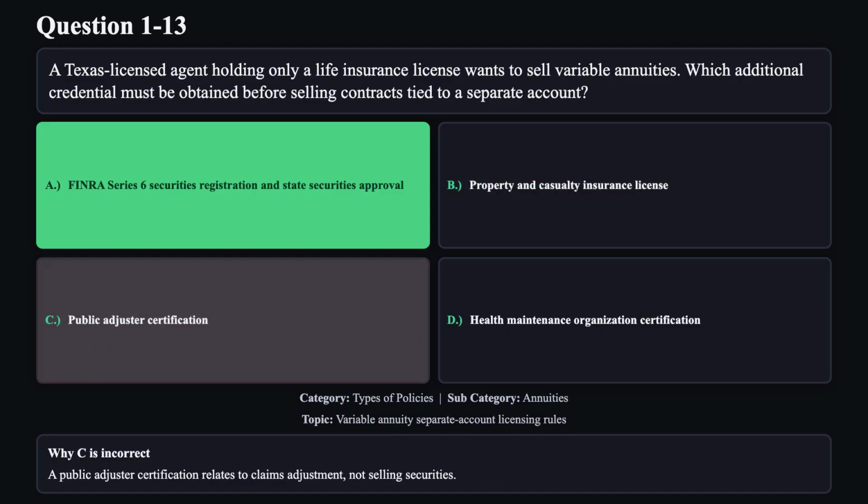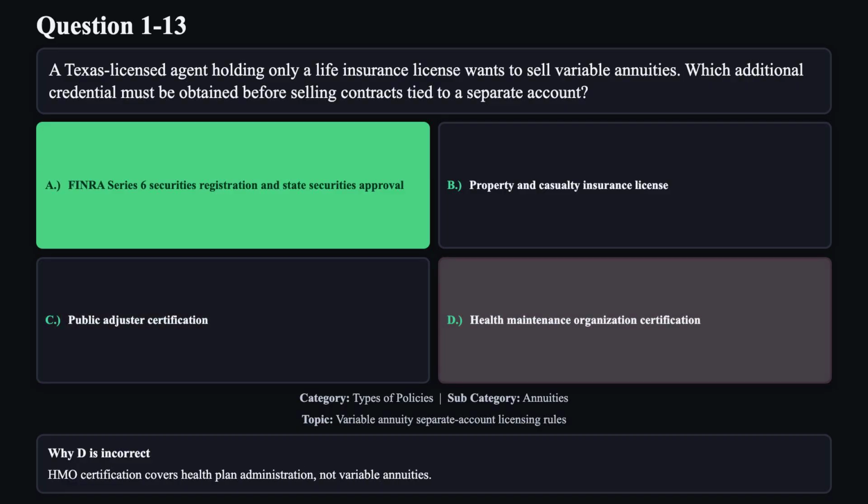Reason C is not correct. A public adjuster certification relates to claims adjustment, not selling securities. Reason D is not correct. HMO certification covers health plan administration, not variable annuities.